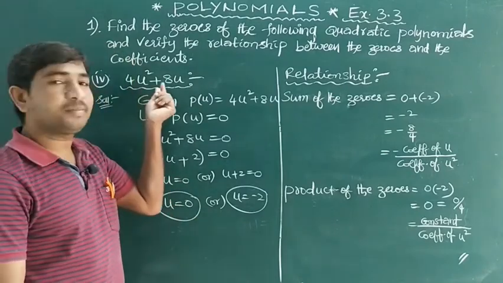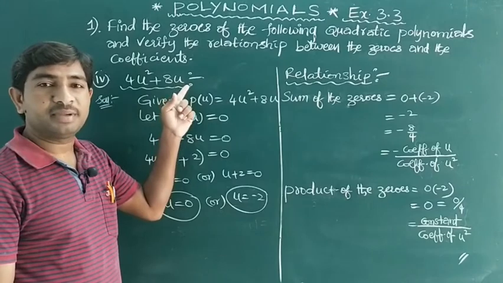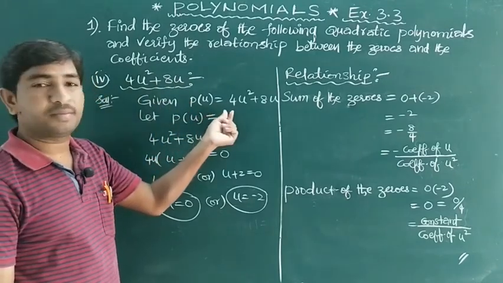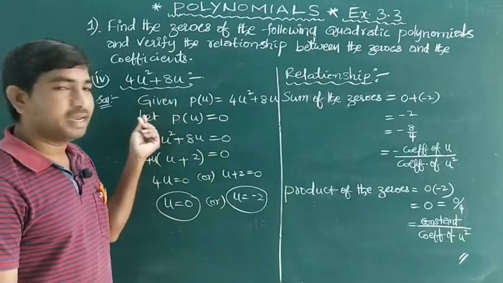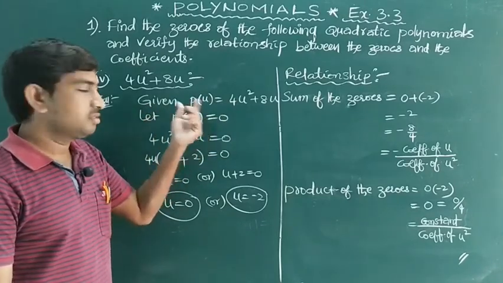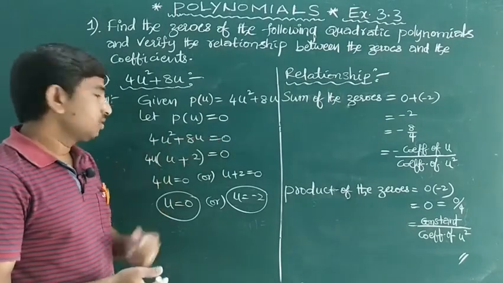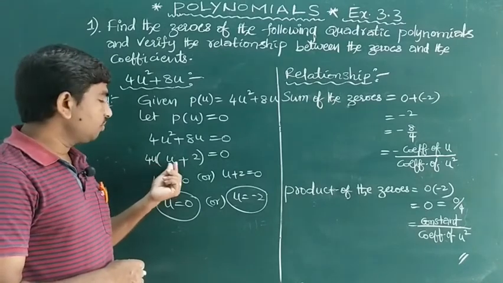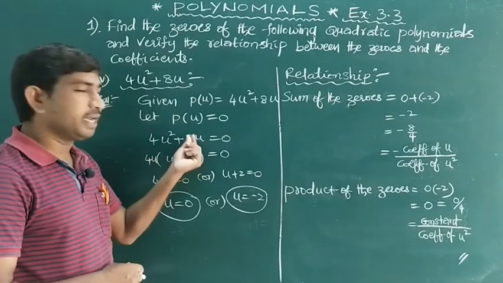4u square plus 8u. Here there is no constant term, so the constant term is 0. Given polynomial p of u is equal to 4u square plus 8u. To find the zeros for this polynomial, we have p of u equal to 0, that is 4u square plus 8u is equal to 0. From these two, we take 4u common, then you will get u plus 2. So 4u into u is 4u square, plus 4u into 2 is 8u, equal to 0.